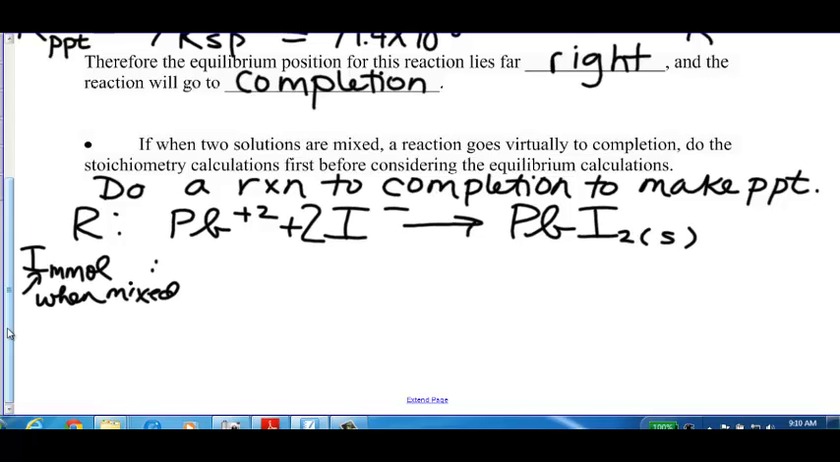So if we go back to our calculations on the previous page, we had 0.0167 molar of this, right? Times our volume, which was a total volume of 300 mL. So that'll give us our millimoles of the Pb, which are what, 5.01?